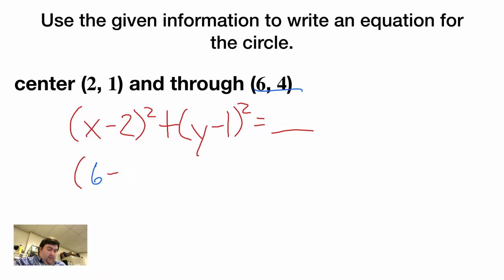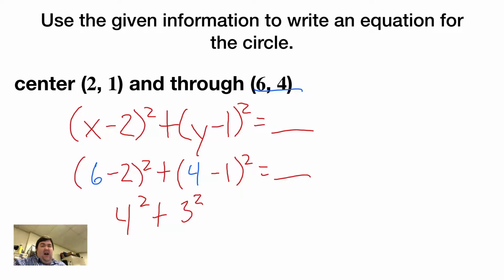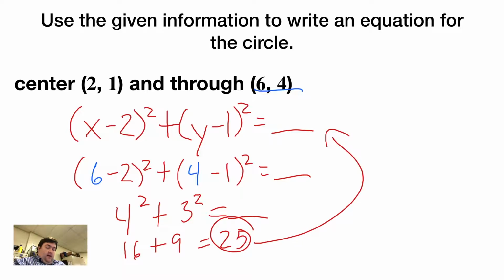So I can go, in this case, 6 minus 2 squared plus 4 minus 1 squared. And that's going to equal whatever this is. So that becomes 4 squared plus 3 squared. And I already know what 3, 4 goes with when it's right triangles. But just for fun, it's going to be 16 plus 9, which is 25, which means our original equation is x minus 2 squared plus y minus 1 squared equals 25.